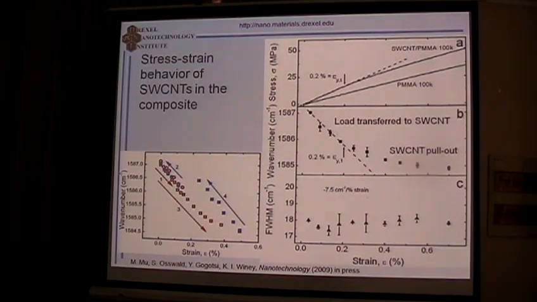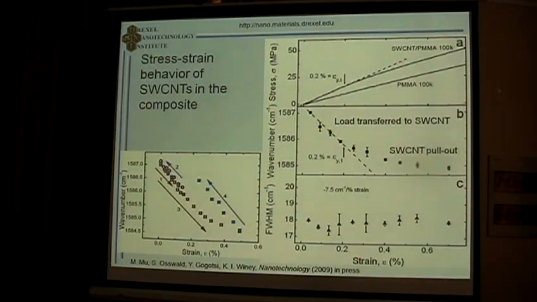Basically, what is shown here is called a stress-strain diagram for pure PMMA fiber and for PMMA fiber with single-wall carbon nanotubes, and we look at the position of the G-band of these single-wall tubes. And what we see is that there is a significant shift to lower wave numbers up to a certain strain, which is about 0.2%. And what happens after that? The dependence becomes much, much weaker, it becomes independent. What does it mean? That until this strain, we transfer load from polymer to carbon nanotubes.